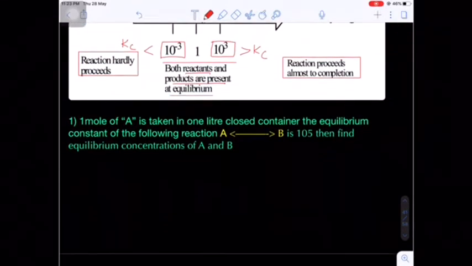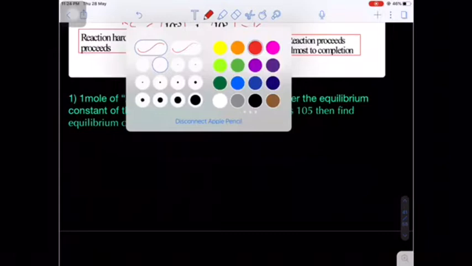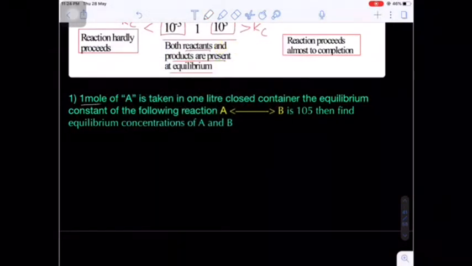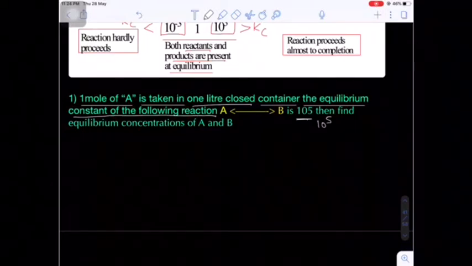Now here we have some numericals. The first problem, I am reading: 1 mole of A is taken in a 1 liter closed container. That means we have one reactant A, 1 mole, taken in the 1 liter container. The equilibrium constant of the reaction A equilibrium B is given as 10 raised to 5. Then find the equilibrium concentrations of A and B.